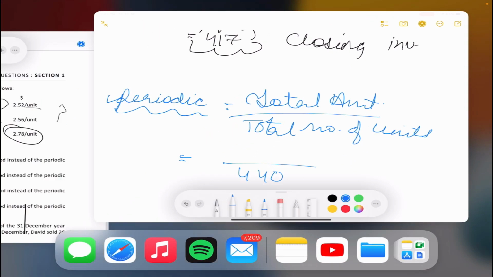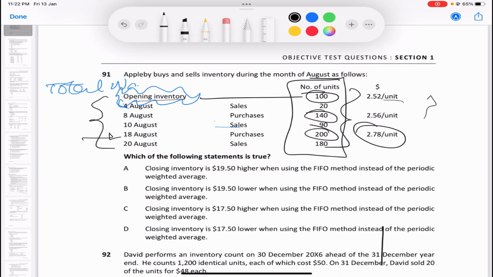Now let's talk about the total amount. How do you find out the total amount? You are basically going to multiply with the price and find the total amount. I hope that is okay. So what is 100 multiplied by 2.52? It's 252. What is 140 multiplied by 2.56? 358.4. What is 200 multiplied by 2.78? 556, right?